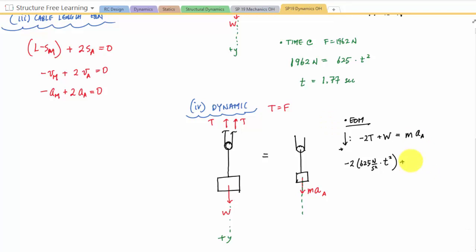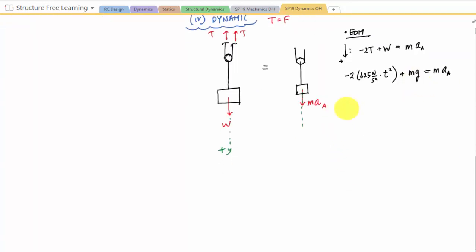is equal to, in fact, forget the weight of the crate, I'm going to write that as mg, the mass times gravity, is equal to mass times the acceleration of A. And what this tells me is that the acceleration of A is negative 2 over m, the mass, times 625 newtons per second squared, times t squared, plus g. And that means I have acceleration as a function of time.